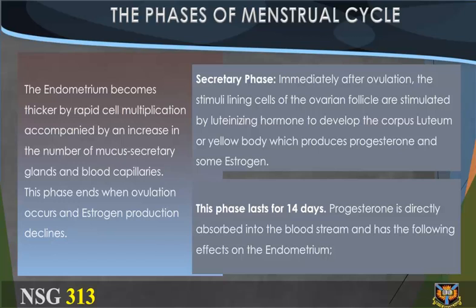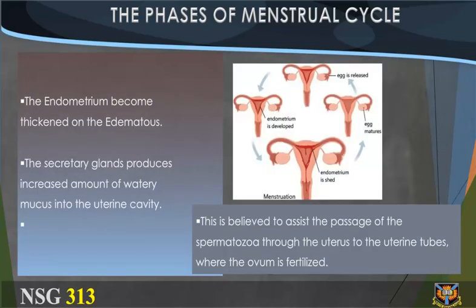Secretory phase. Immediately after ovulation, the lining cells of the ovarian follicle are stimulated by luteinizing hormone to develop the corpus luteum, or yellow body, which produces progesterone and some estrogen. This phase lasts for 14 days. Progesterone is directly absorbed into the bloodstream and has the following effects on the endometrium. The phases of the menstrual cycle. The endometrium becomes thickened.